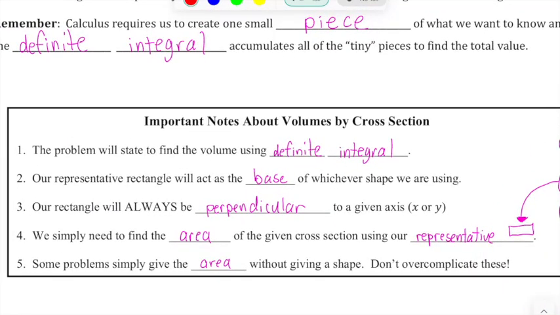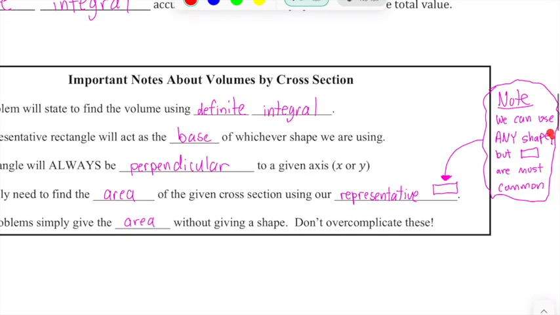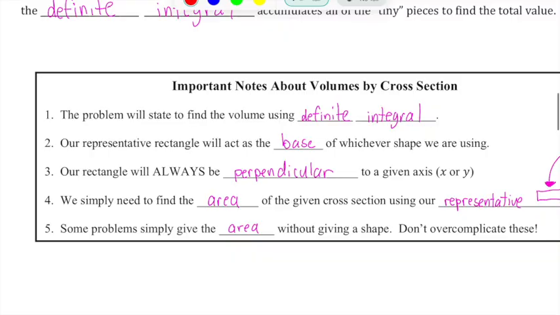Now, here are some important notes about cross sections. You're always going to do a definite integral. There will always be boundaries. Normally, we use rectangles, but there can be any shape. You can use quarter circles, triangles, squares, but most of the time we use rectangles, so we're just always going to defer to those shapes. So your rectangle will be your base.